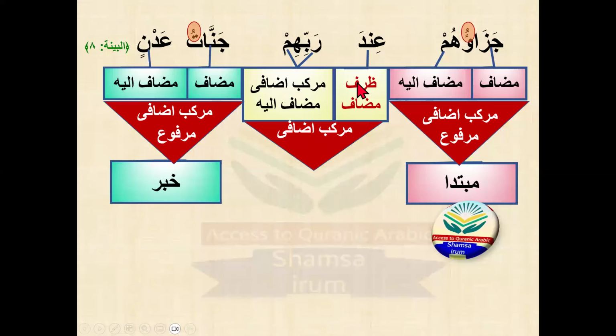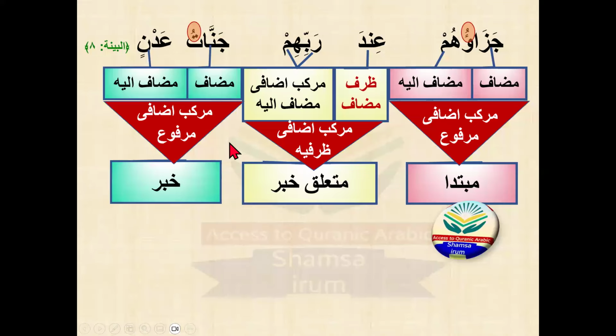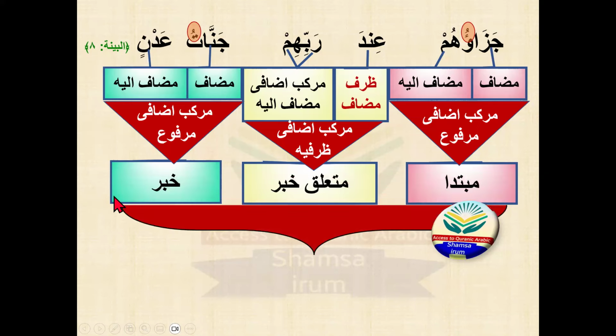The middle Murakab Izafi is a zarf Murakab Izafi, so we will say it is zarfiya. It means it is a shibu jumla, and a shibu jumla can never be used as a mubtada, never ever. And it cannot be used as a khabar, but it can take the place of the khabar in the absence of the khabar. But at the moment the khabar is present in this part of the ayah. So there is a mubtada, there is a khabar, and with the presence of the khabar, this Murakab Izafi zarfiya will play the role of muta'alliq khabar. Okay, muta'alliq khabar. So mubtada, khabar, and muta'alliq khabar make jumla ismiya.